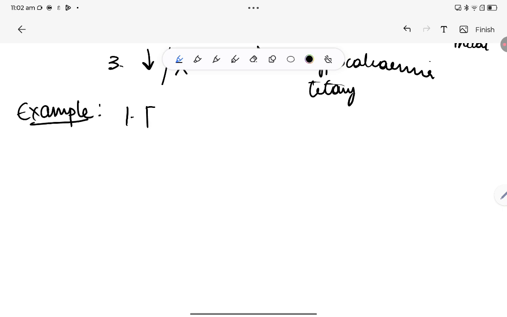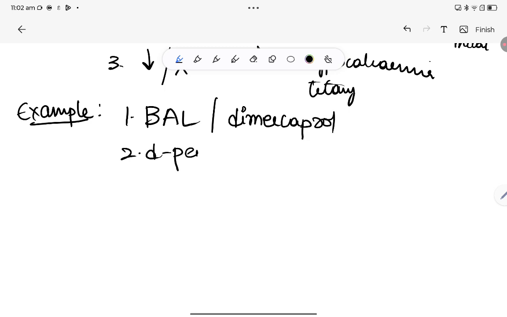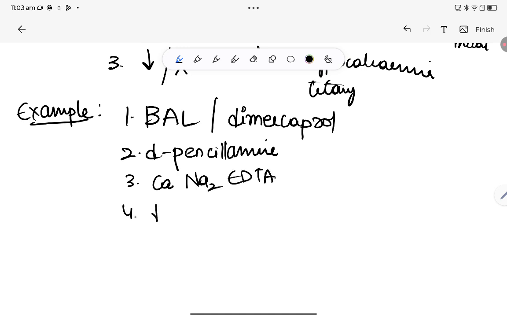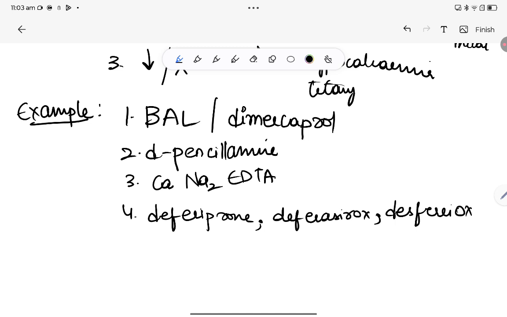Most important is British anti-Lewisite or Dimercaprol. Second one is Penicillamine. Third one is calcium disodium edetate. Then comes our Deferoxamine, Deferasirox and Deferiprone. We'll discuss about each.